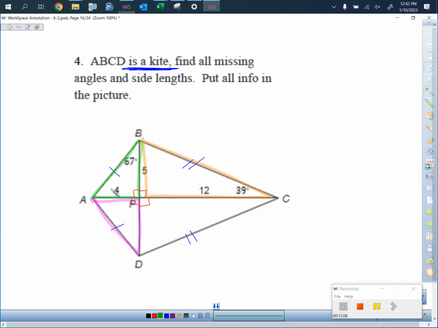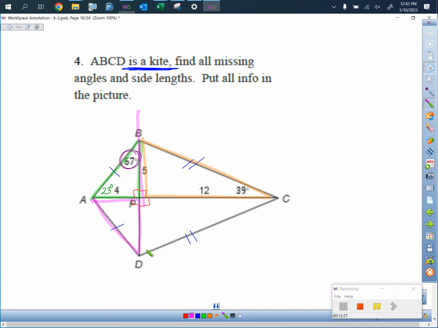How much? 23 degrees. How do you feel about that? All 3 angles should add up to be 180. So here's my question. If this is 67, does the kite have any symmetry lines? Yes, it does. What do you think?